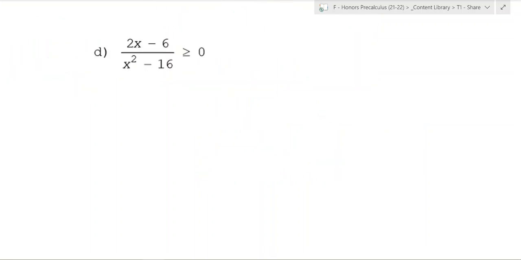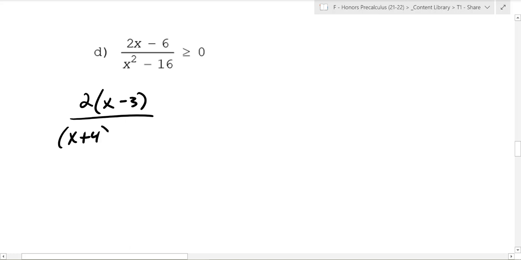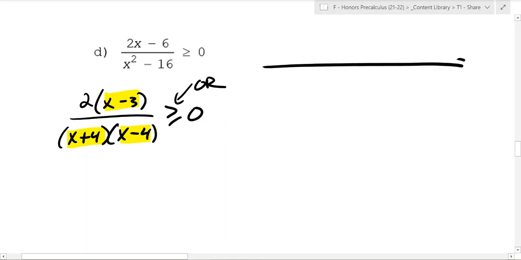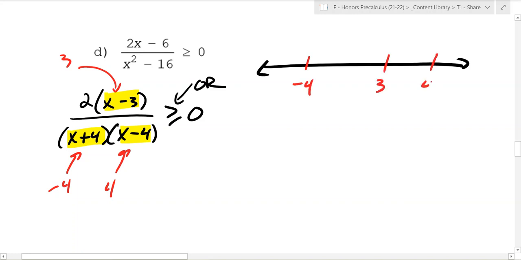So the next thing we can add in is a quotient, and you still do the same thing. You factor out the things you can factor out, and you end up with x plus 4 times x minus 4, and it's greater than or equal to 0. So this will still be an or statement because it's greater than, and you know it'll be brackets because there's the equal sign. Well, you still have these 3 numbers you need to use here. Those 3 numbers are what makes those highlighted parts 0, and those are going to be 3, negative 4, and 4. So we have negative 4, 3, and 4. This doesn't need to be to scale, but they need to be relatively in the same order.